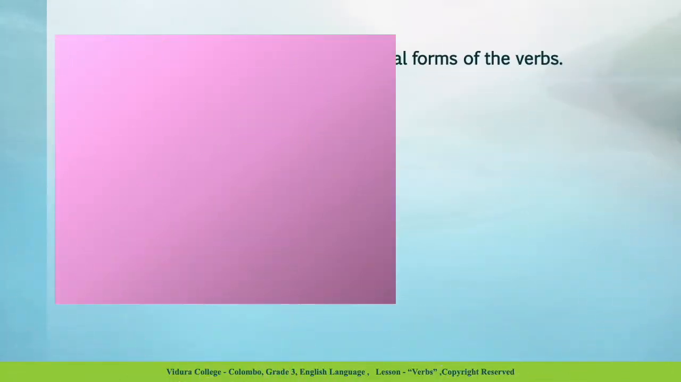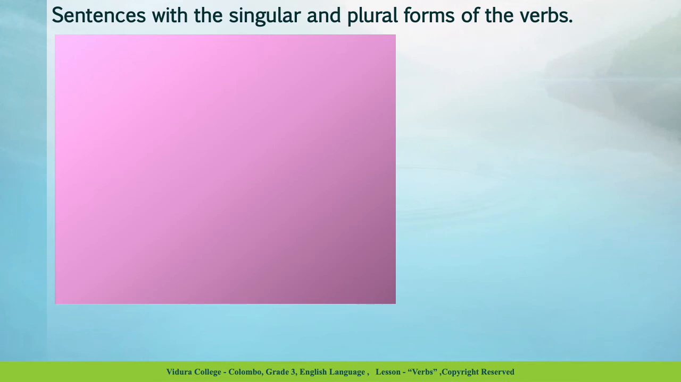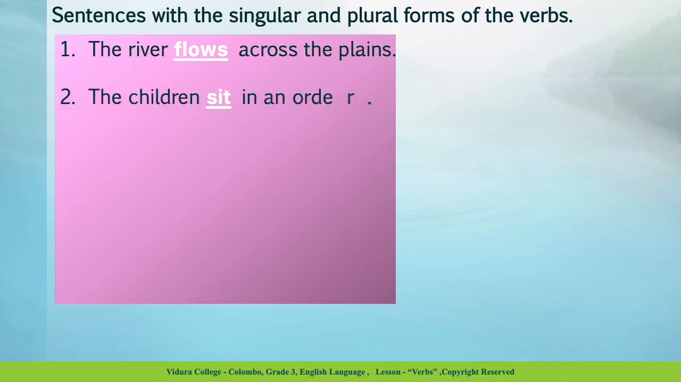Now we are going to learn few sentences with singular and plural form of the verbs. Look at the first one. Now you can see we have added s for the verb stem which is flows as the noun river is a singular noun. Second one. In here we have not changed the verb stem which is sit as the noun children is a plural noun.